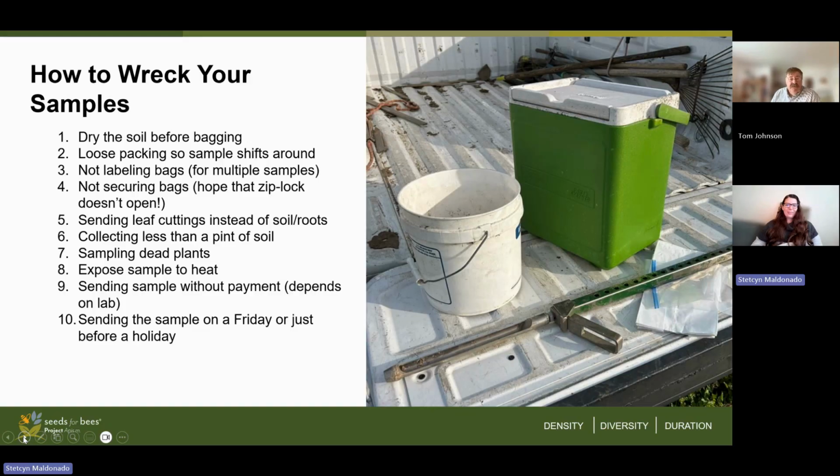And don't send a sample in on a Friday or just before a holiday. People are just like us, and they don't want to be working on a holiday or on the weekend. So if you send something and it arrives there when nobody's there to collect your sample, it can end up baking in the mailbox.